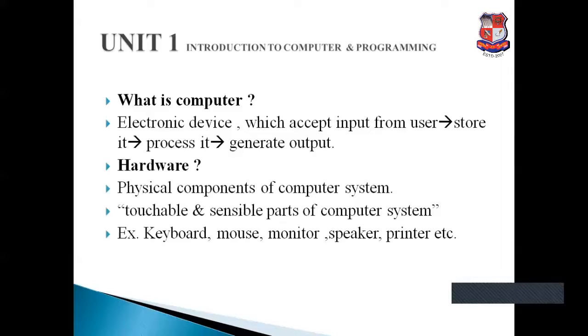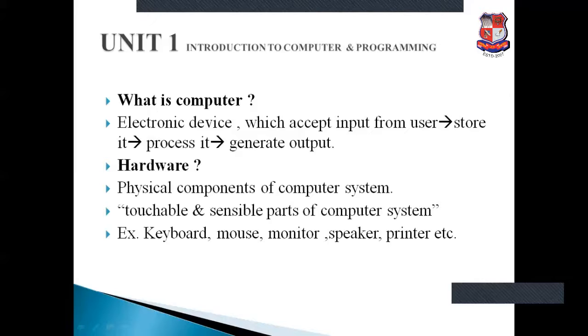The most important term of computer engineering is computer and programming. So the first question arises, what is a computer? Basically, a computer is an electronic device which accepts input from the user, stores that input, processes that input and generates output. The user can give input with different types of input devices and can check output with the use of different output devices.